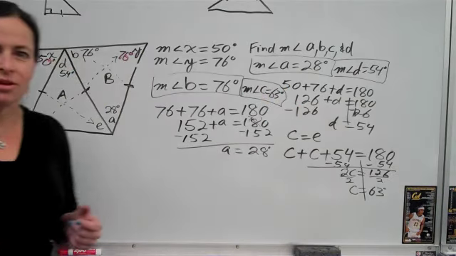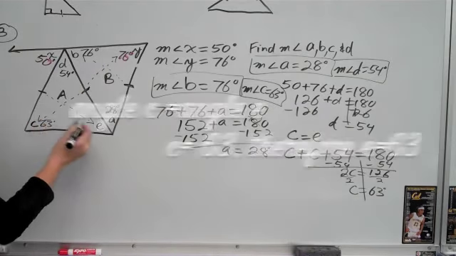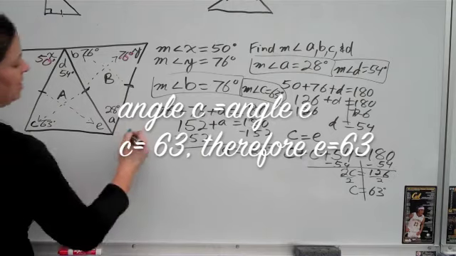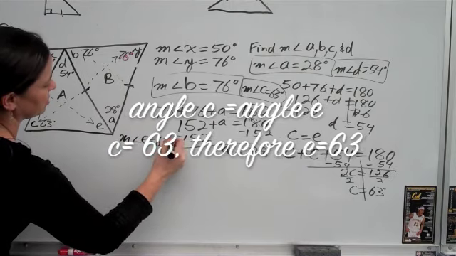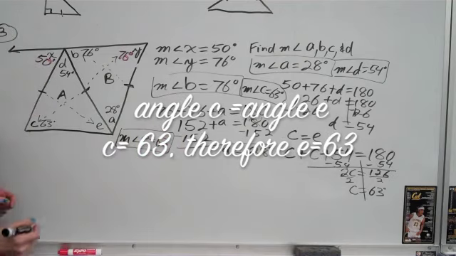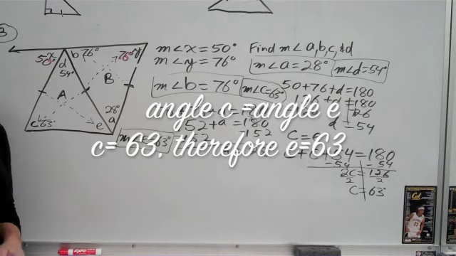Wait a minute. If I know the measure of angle C, what else do I know? If C is 63 degrees, what does that tell us about E? The measure of angle E is also 63 degrees. Now I have all of my answers for these different angles. All right, thanks for listening.